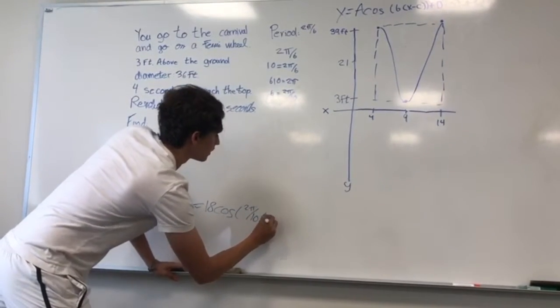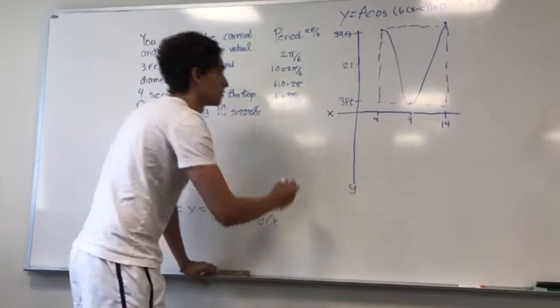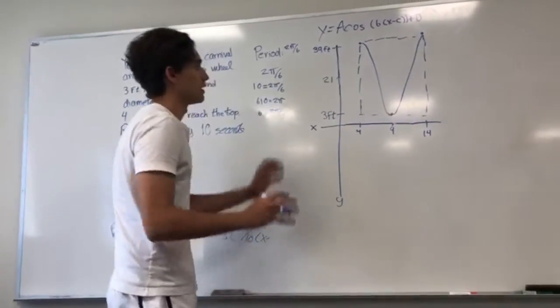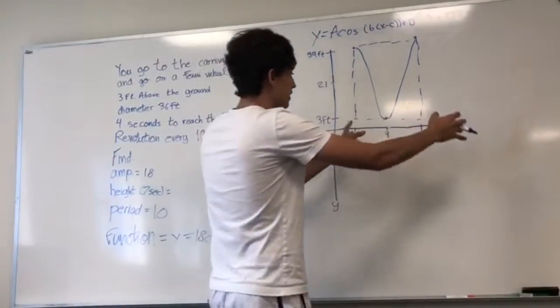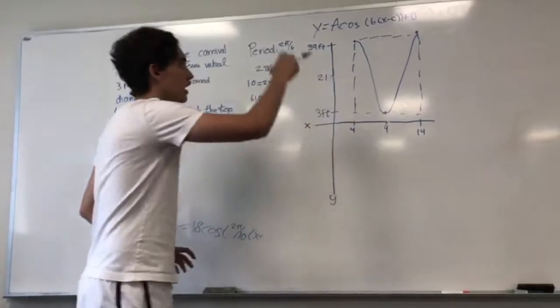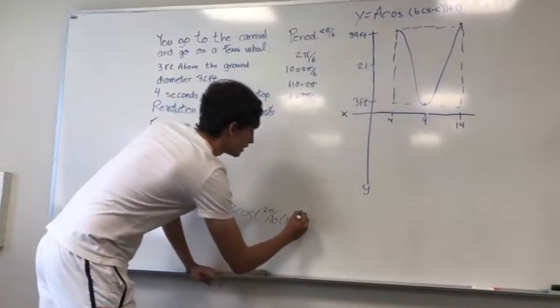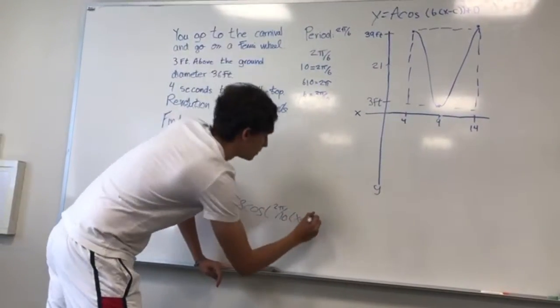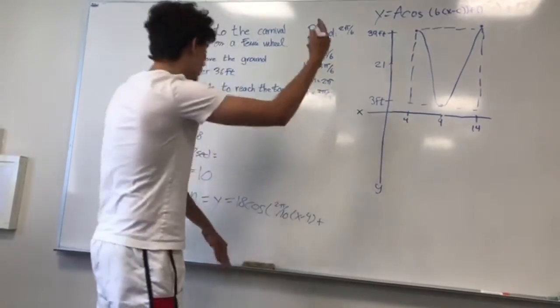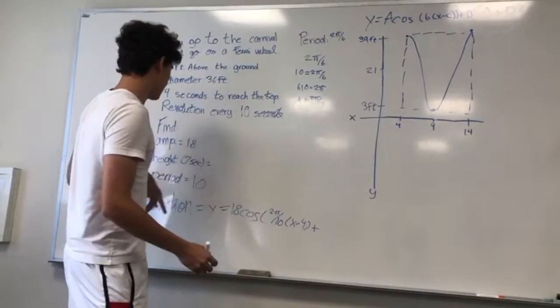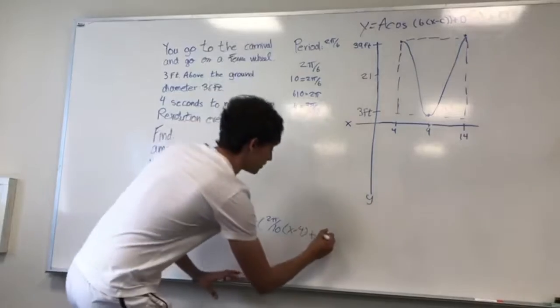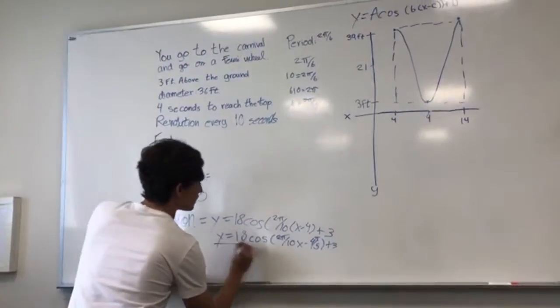times x, in this case minus c, because the c is our horizontal shift, which in this case is 4, and because it is positive, we're going to put it as a negative. Minus 4 plus d, which is our vertical shift, which in this case, we know it's 3 feet above the ground. There we have it, that's our final function.